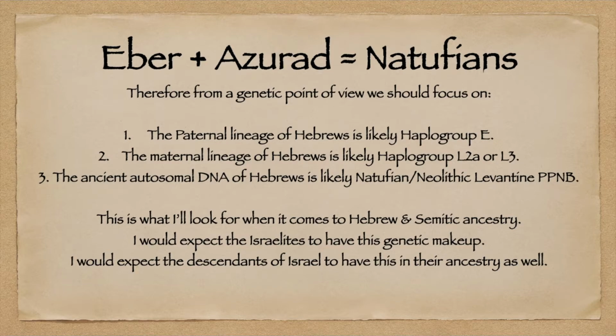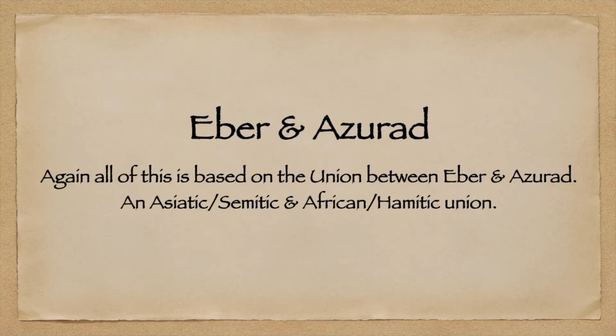I would expect the Israelites to have this genetic makeup, and I would also expect the descendants of the Israelites to have a very similar ancestry as well. Again, all of this is based on the union between Eber and Azurad, an Asiatic/Semite and an African/Hamitic union.